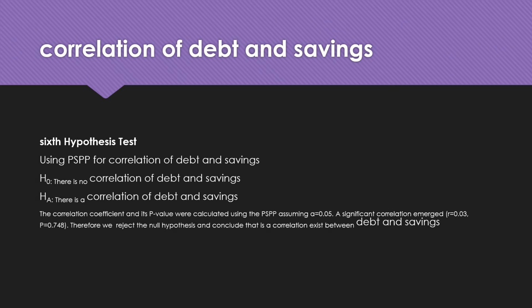The sixth hypothesis that was done is to find whether there is a correlation between debt and savings, and the null hypothesis states that there's no correlation between debt and savings, and the alternative hypothesis states that there's a correlation between debt and savings. The correlation coefficient and its p-value again were calculated using the PSPP, assuming alpha is equal to 0.05. There was found to be a significant correlation that emerged. Therefore, we reject the null hypothesis and conclude that there's a correlation that exists between debt and savings.